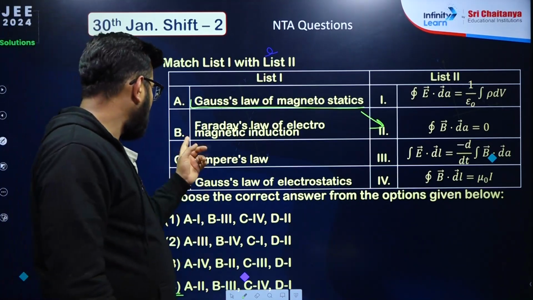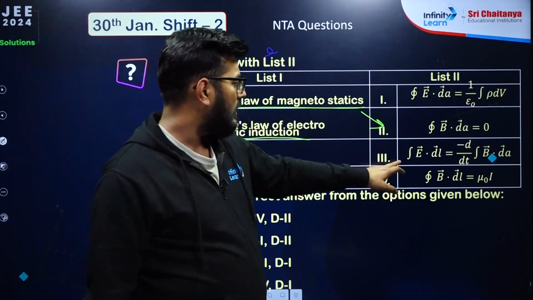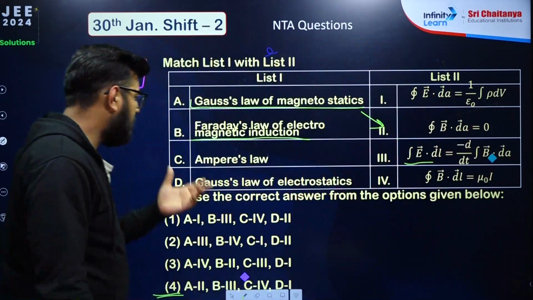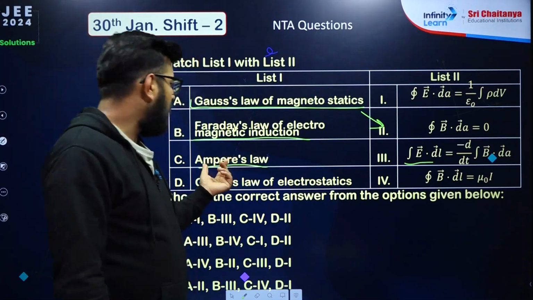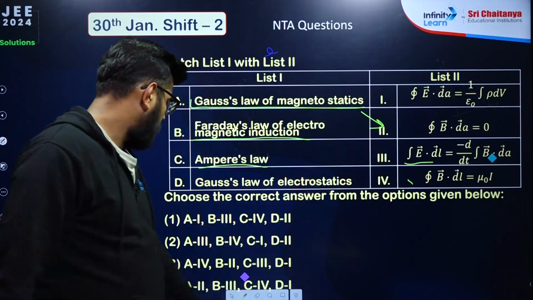But further you can relate B, Faraday's law of electromagnetic induction. B is equal to third. Integration of E dot dl is minus of d phi by dt. Obviously this is EMI only. So B is third. Then C, Ampere circuital law. Where is Ampere circuital law? This is Ampere circuital law. So C for 4, absolutely right.